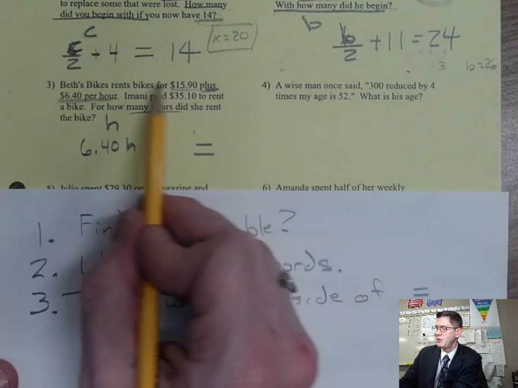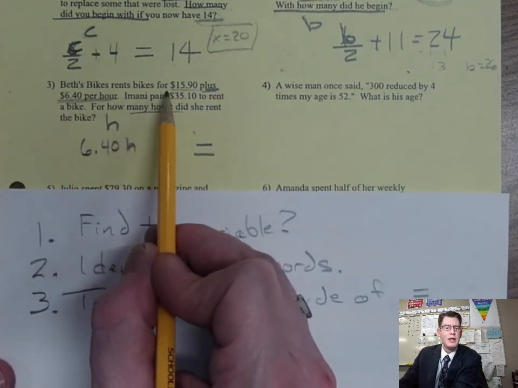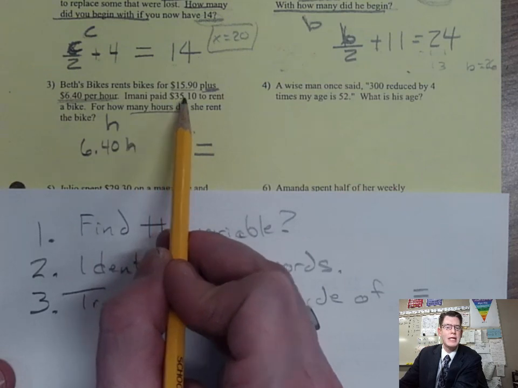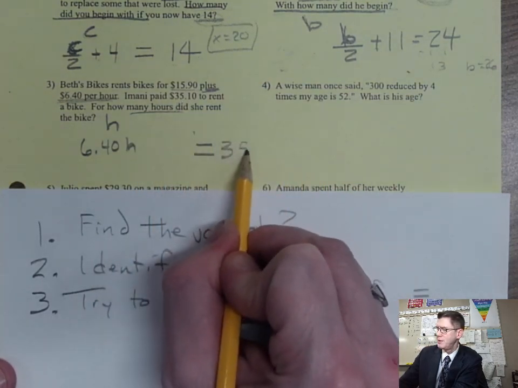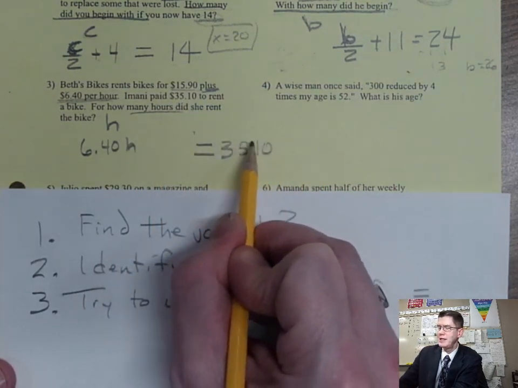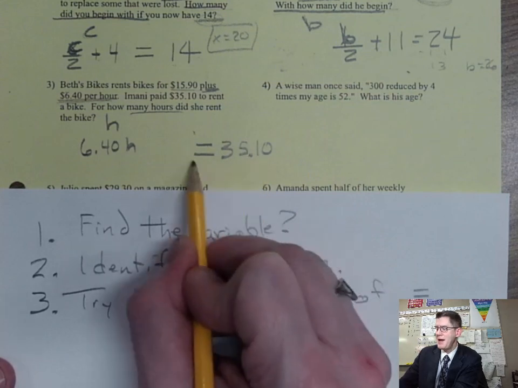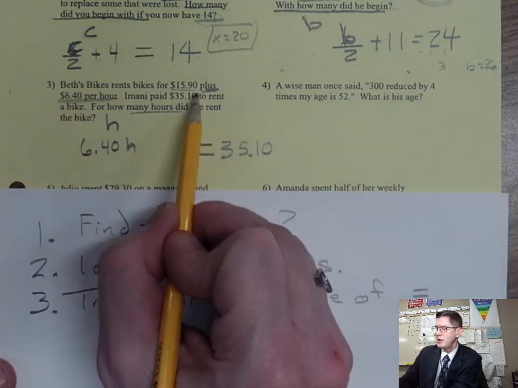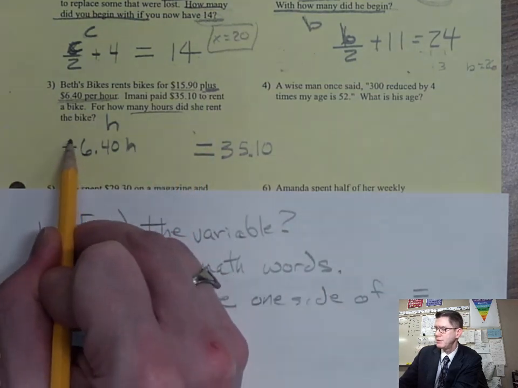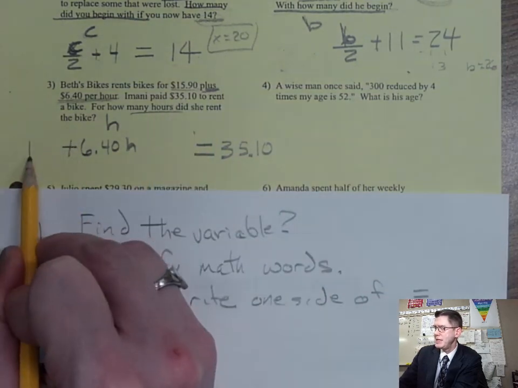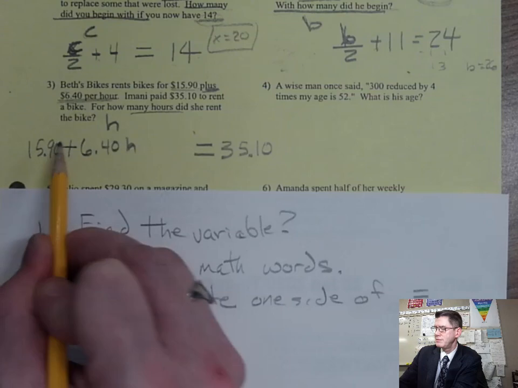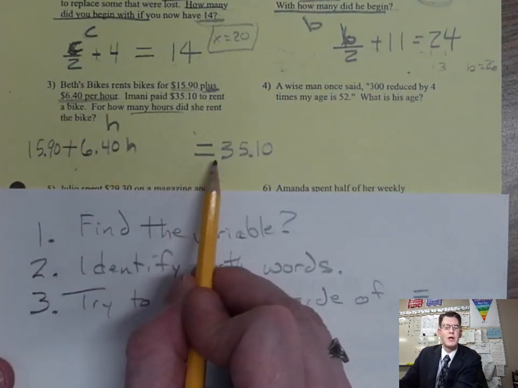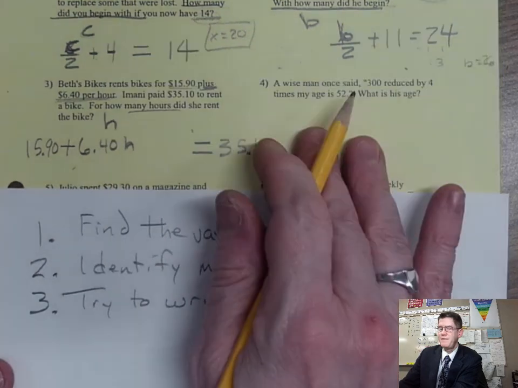So on this equal sign, how can we figure it out? Well, it was $15.90 plus all the hours. And for Imani, it becomes $35.10. That's the complete amount. And that complete amount is gotten by $6.40 every hour plus, this is $15.90 plus 640. So $15.90 plus 640H equals $35.10.